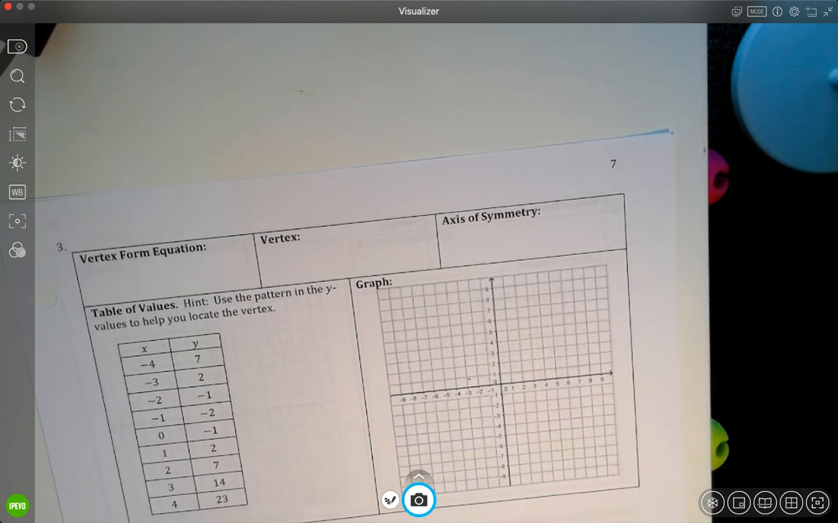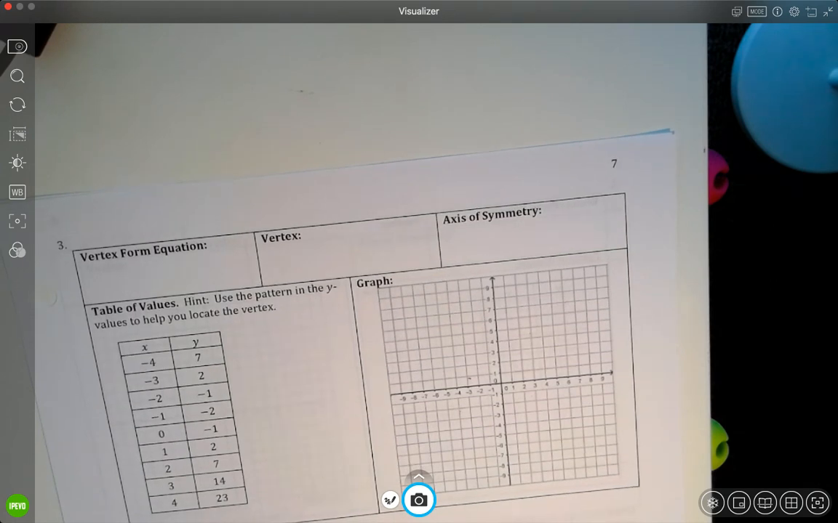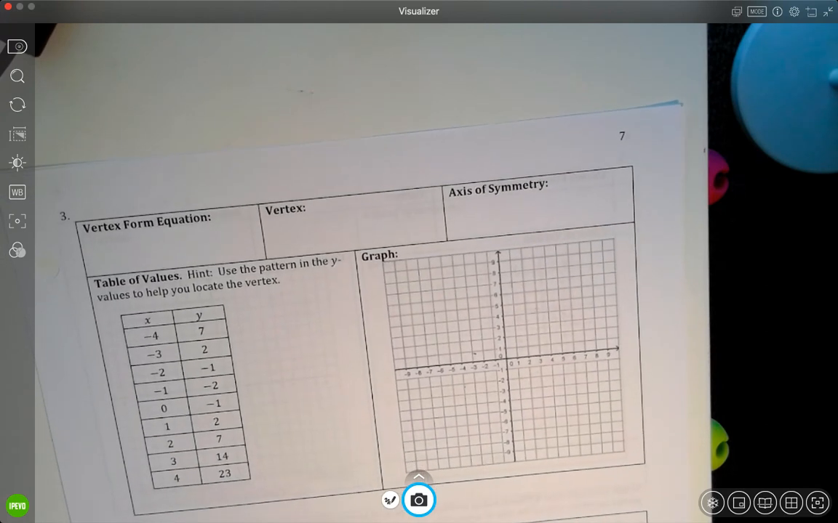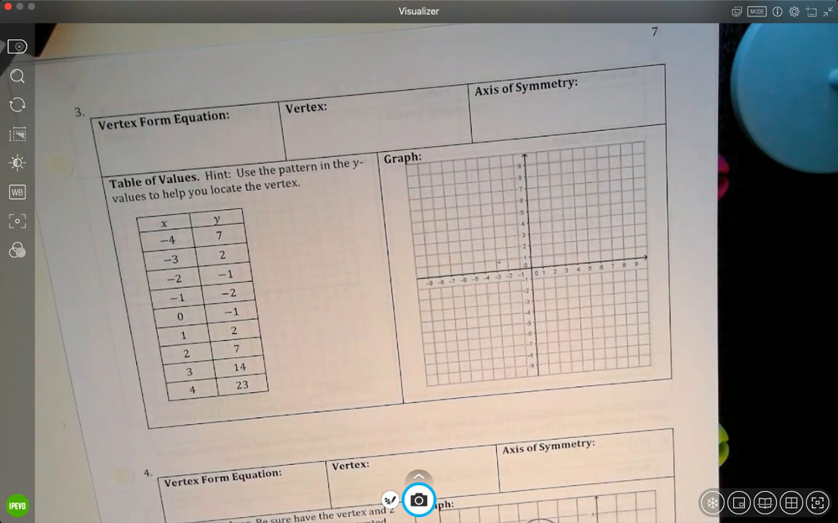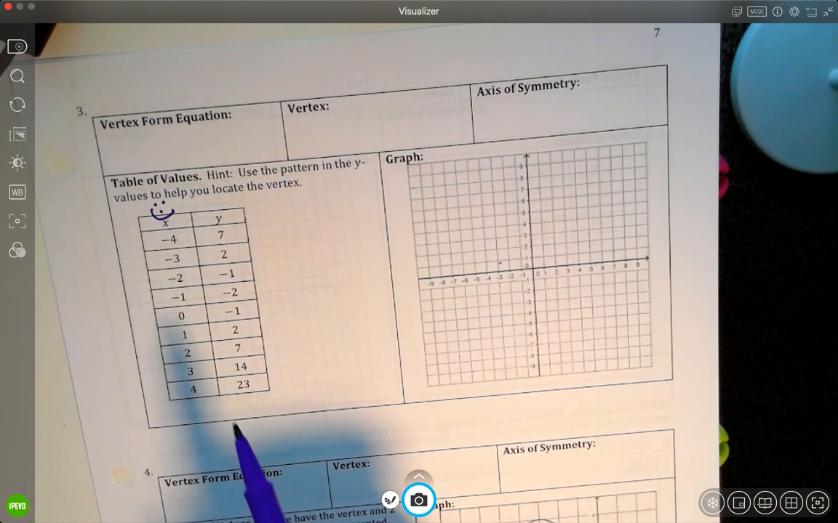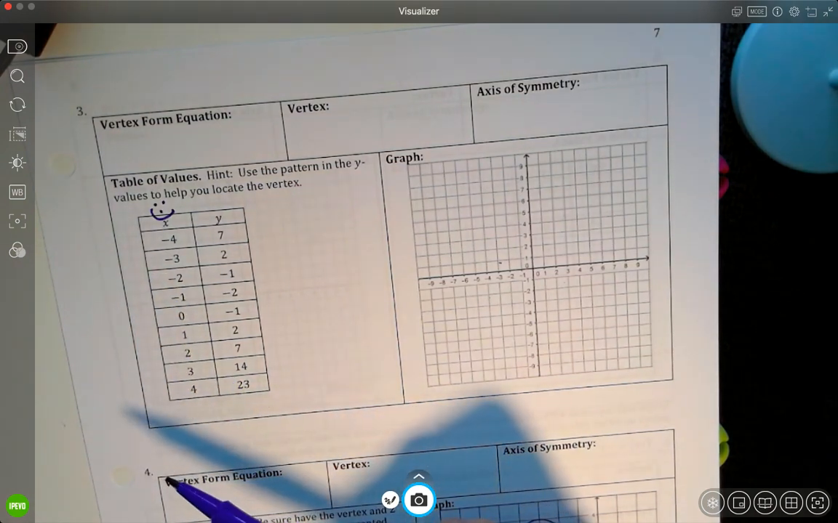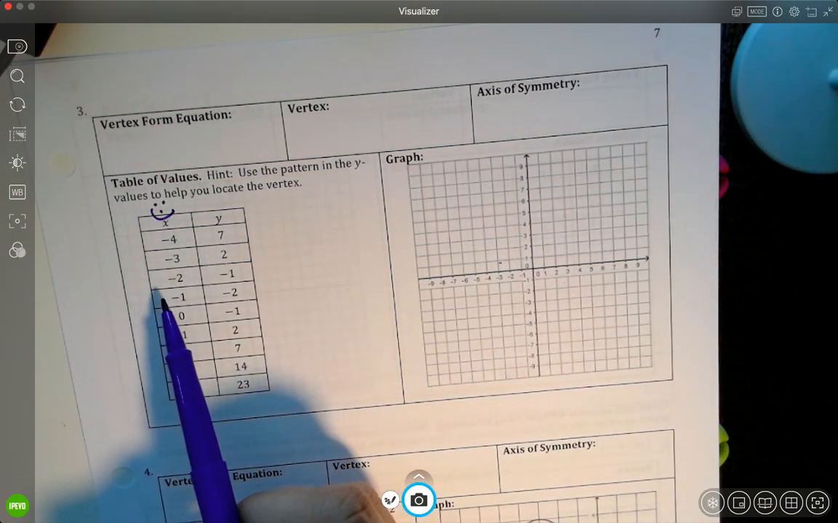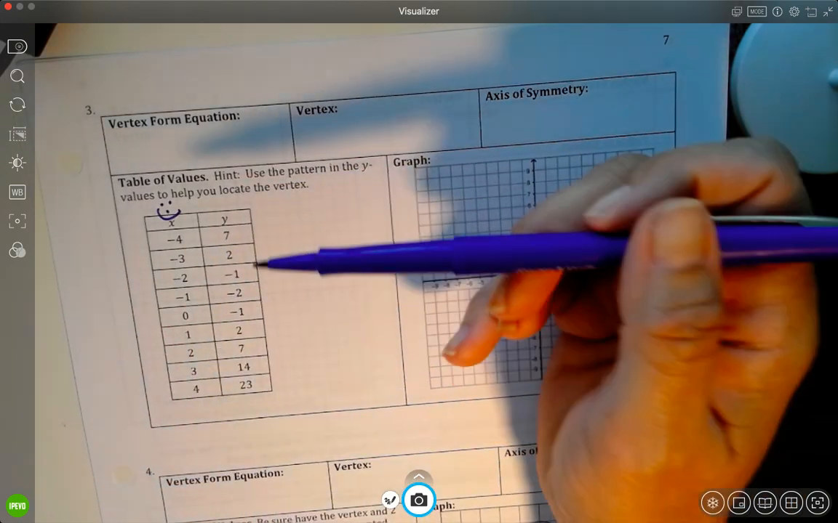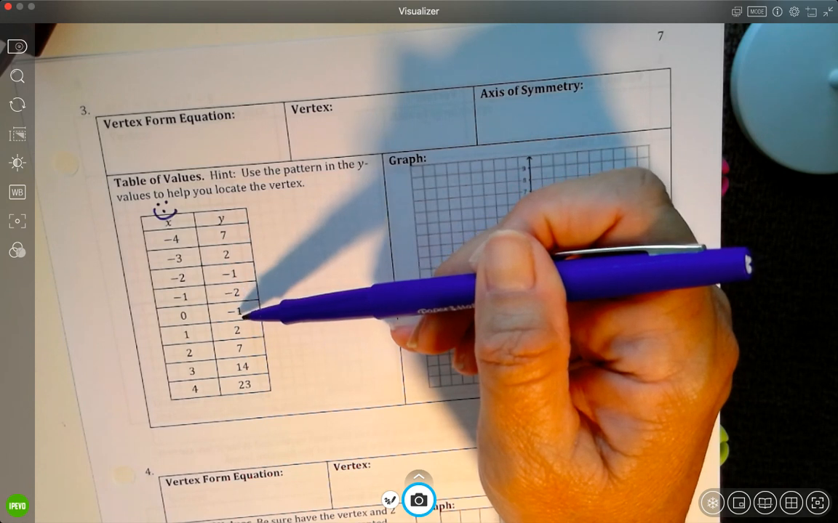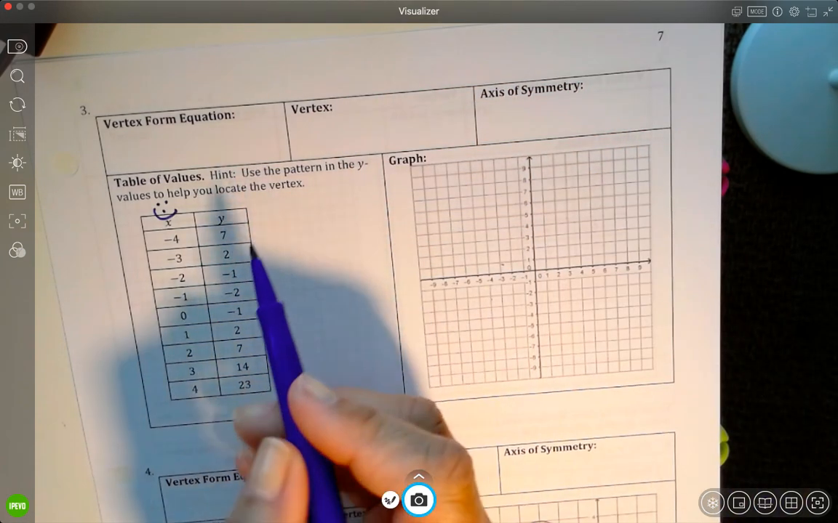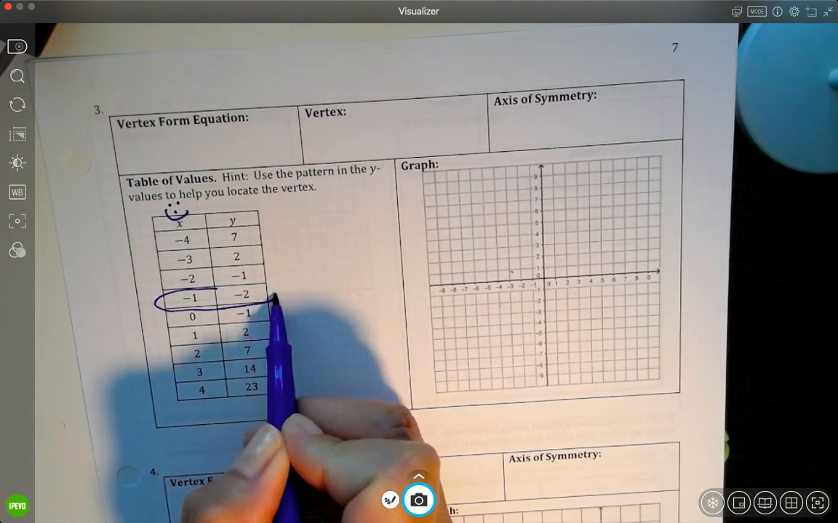All right, now I'm not given the graph, I'm given the table. So I need to use the table to write my equation. But something that I see in this table is that, first of all, it's in order. So that's good, right? It's in order from least x to greatest x. And so I want to see where the y's turn. So notice the y's go 7, 2, -1, -2, and then back to -1, 2, 7. Okay, then I know that this right here is the vertex.